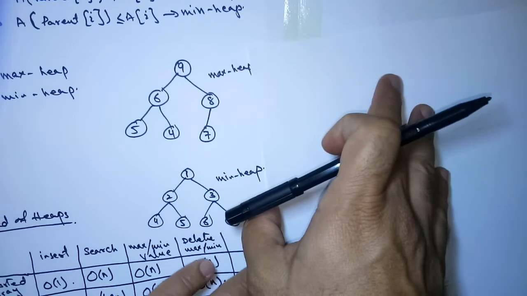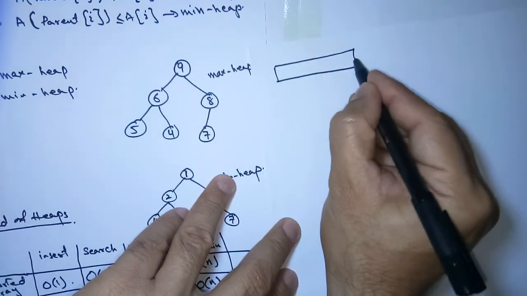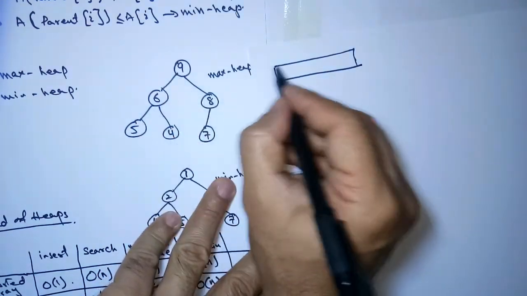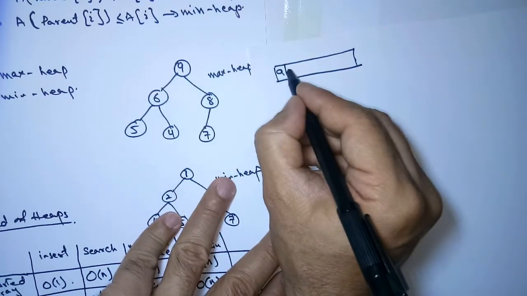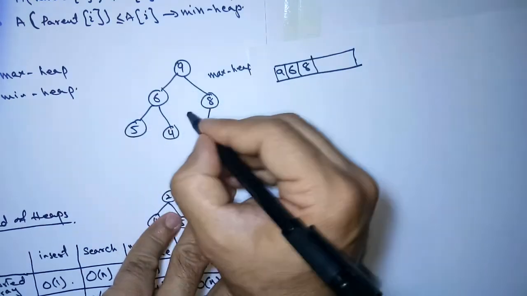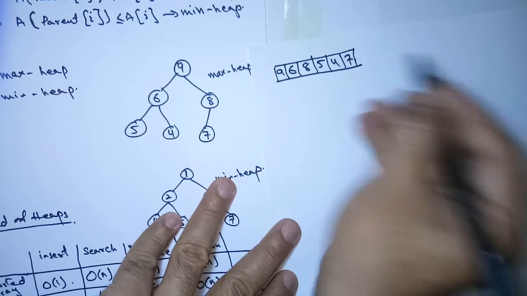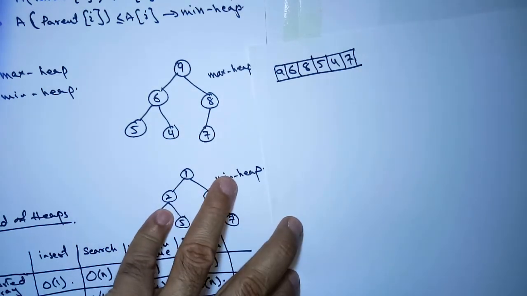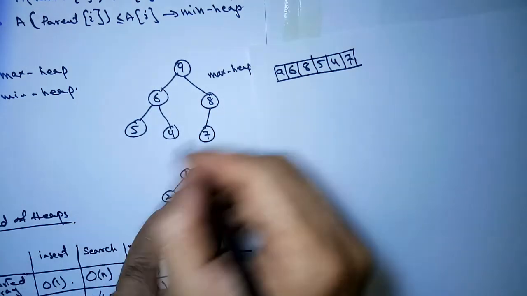See, we can easily implement this in an array, right? And we insert the values in the array level by level. So at the first level, level 0, I have 9, I just inserted it. At the next level, I have 6 and 8, I inserted in the same order. And at the next level, I have 5, 4 and 7. I can simply insert like this, right? But then the question is, how do we maintain the relationships of parent and child, right?